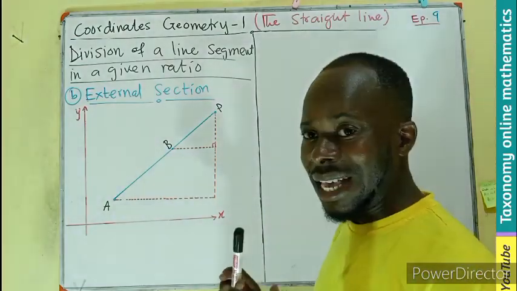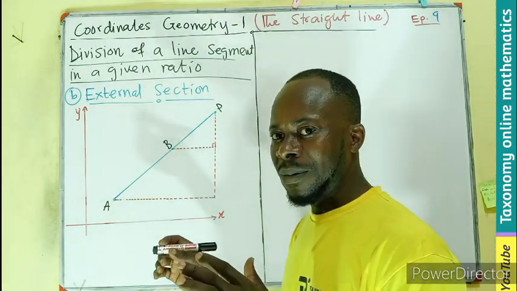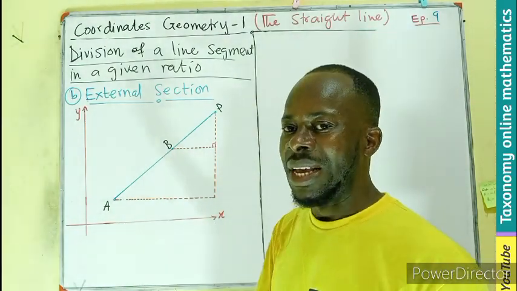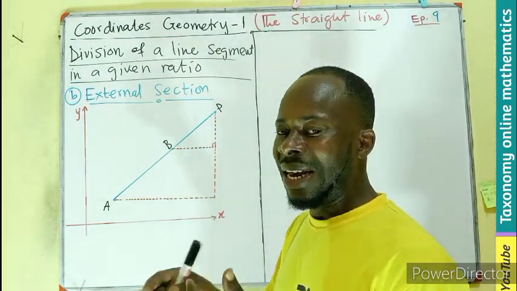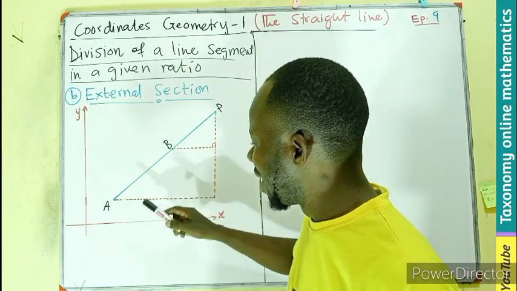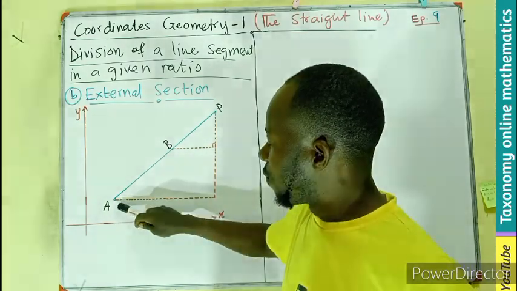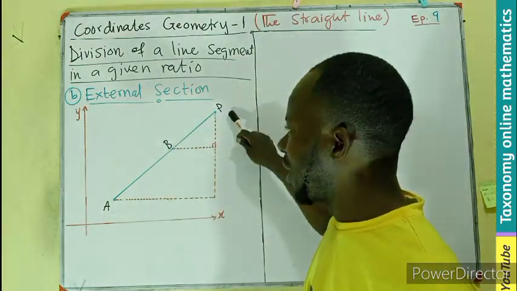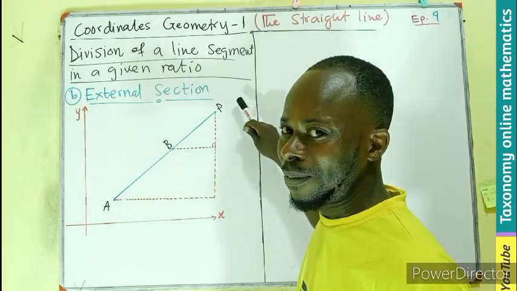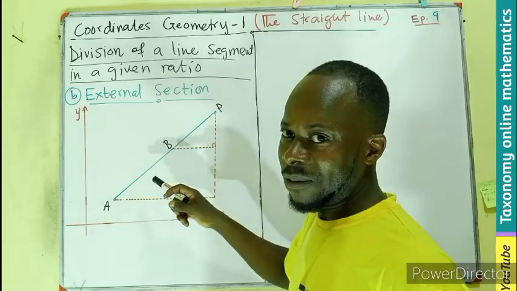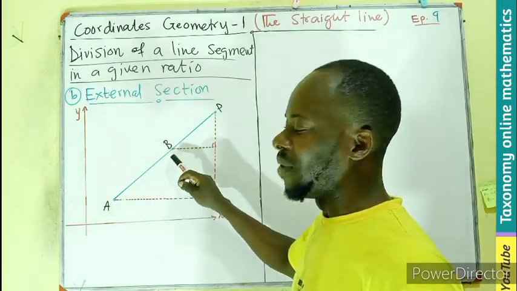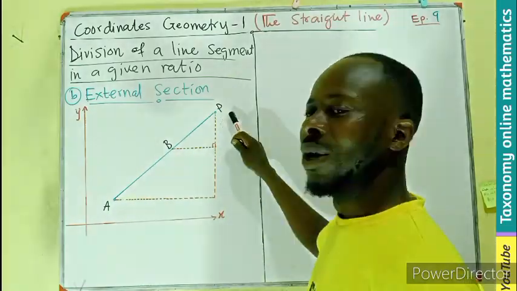Now, let's pick the line segment AB. Our line segment AB is a line segment we have. But this line segment has been divided externally, meaning they've given us a ratio from A to P. They have extended a line. Then they've given us a ratio from A to B. So A to B is given, then A to P will be given.